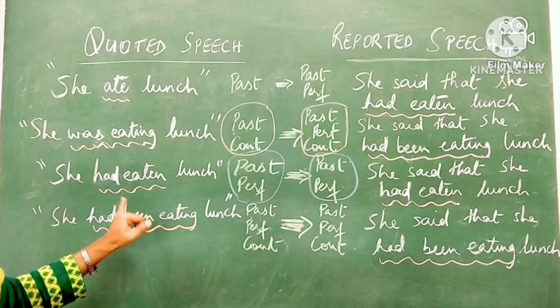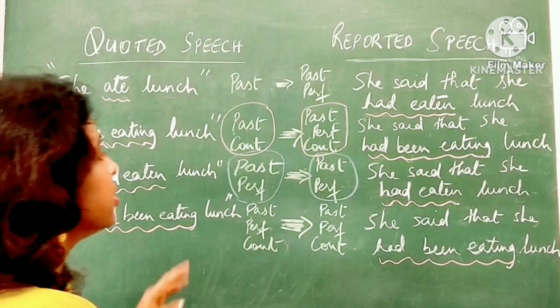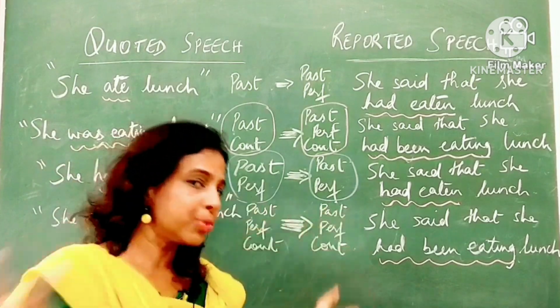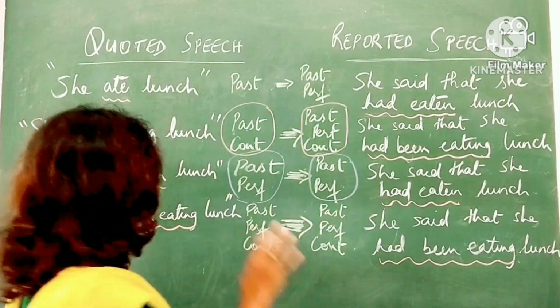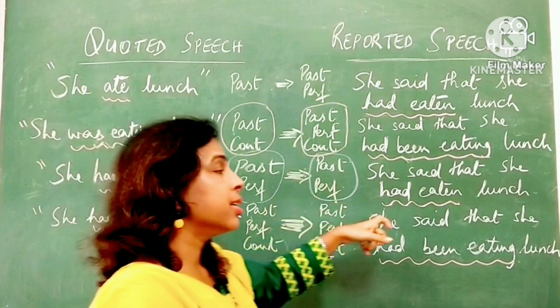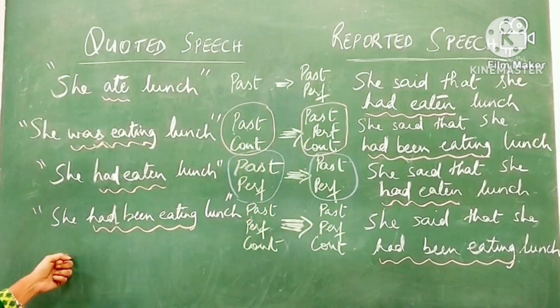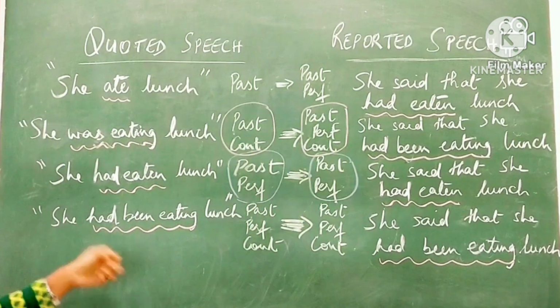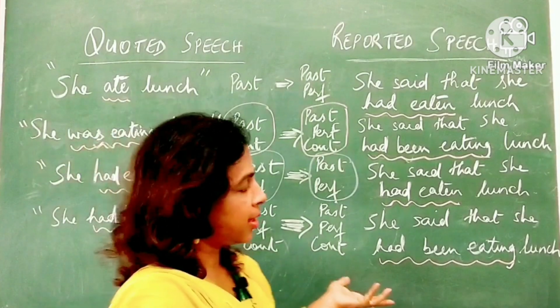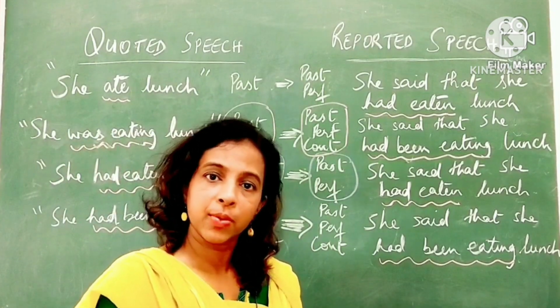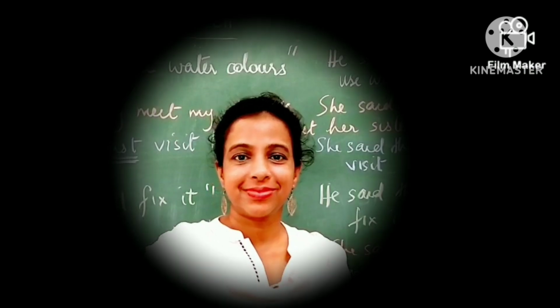She had eaten lunch, this is past perfect. Now, what will past perfect change to? Since there are no more tenses to change to, it will remain past perfect only. So, you will say she said that she had eaten lunch. And the same with past perfect continuous. She had been eating lunch, she said that she had been eating lunch. Okay, there are no changes here.